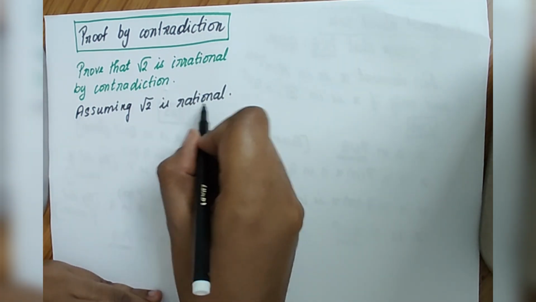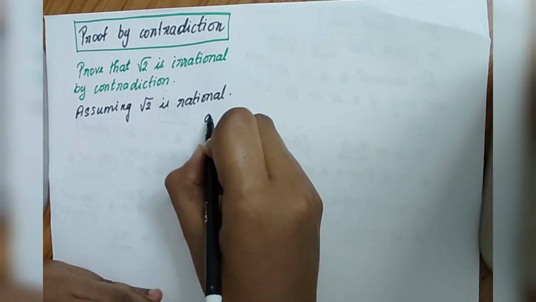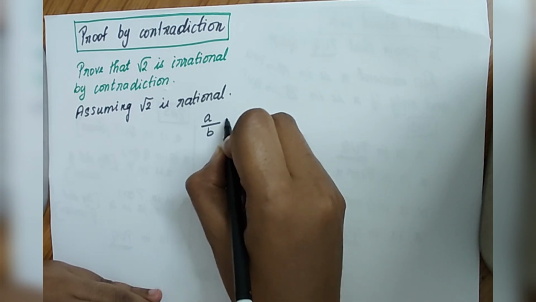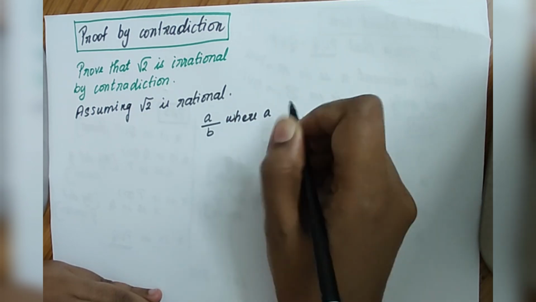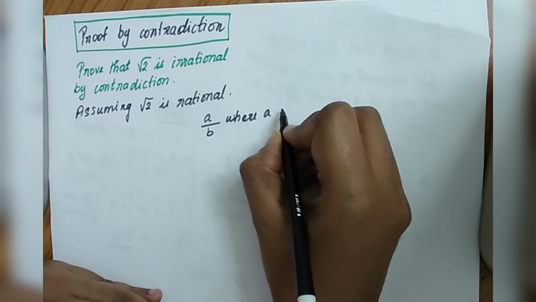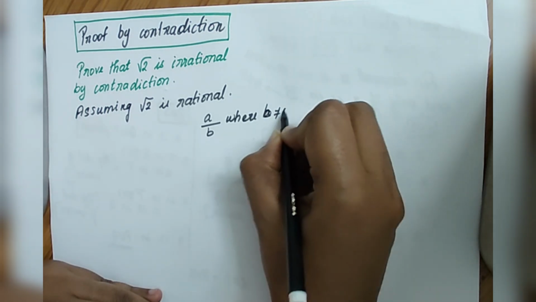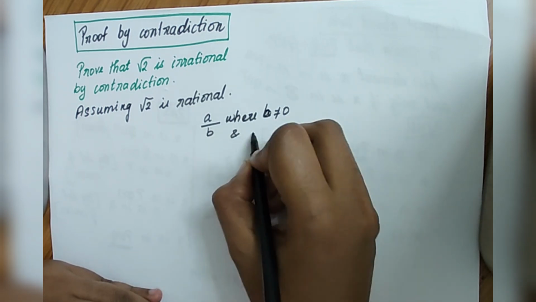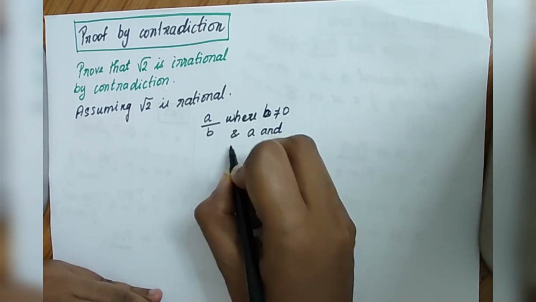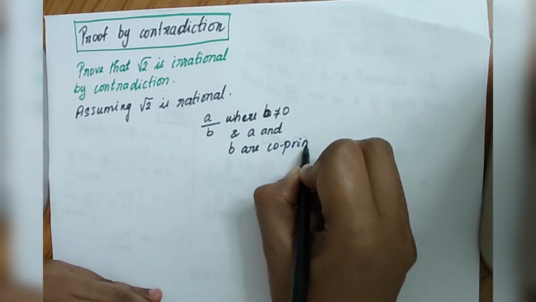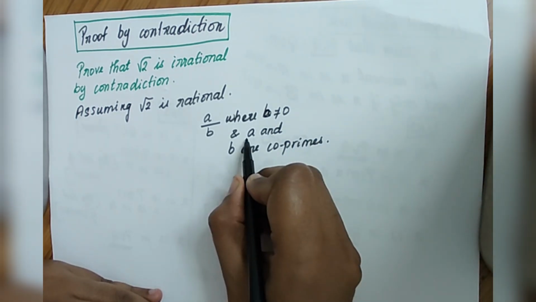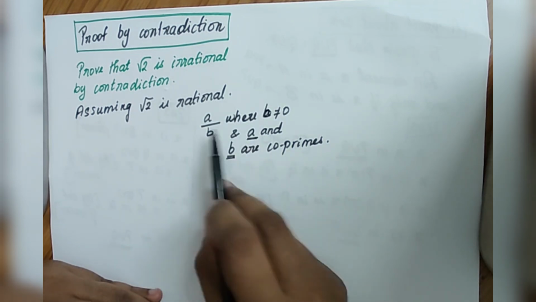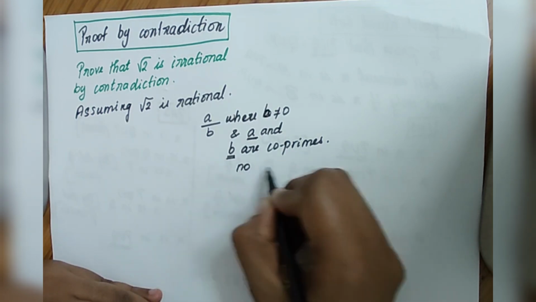Now what is rational? It is in the form of A by B, where B is not equal to 0. The denominator is not equal to 0, and A and B are co-prime numbers. Now, what is a co-prime number? Because it is a rational number, I'm going to take the least form of A and B. Co-prime numbers are such that A and B will not have any common factors.